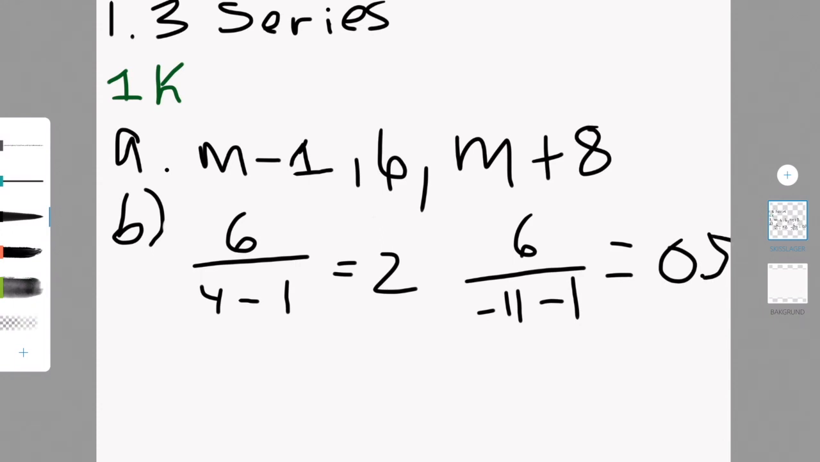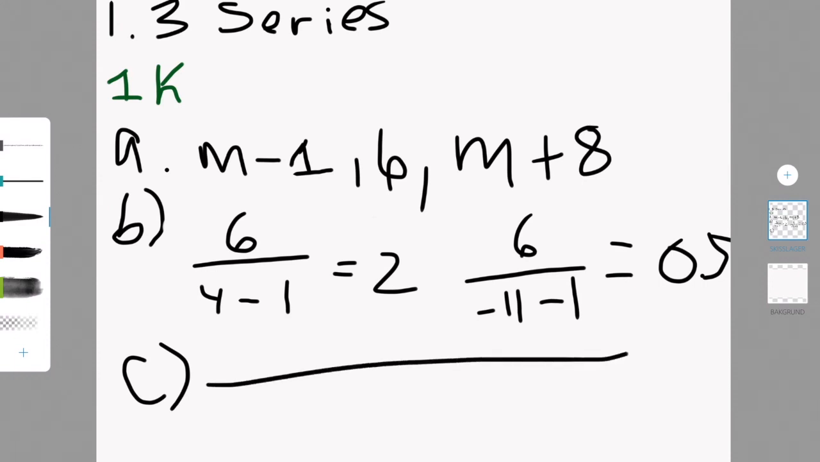0.5. Now, however, in part C, it says that only one of these can be used to find the geometric sequence where an infinite sum can be found. Remember, this infinite sum means that it's converging, which means that the number would have to be less than 1. So 0.5 is the one to use.